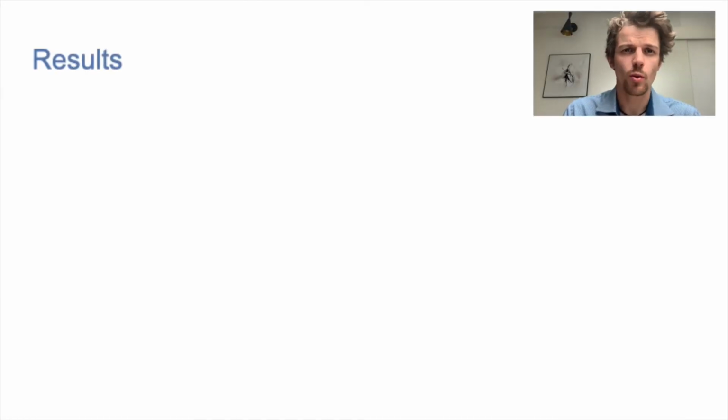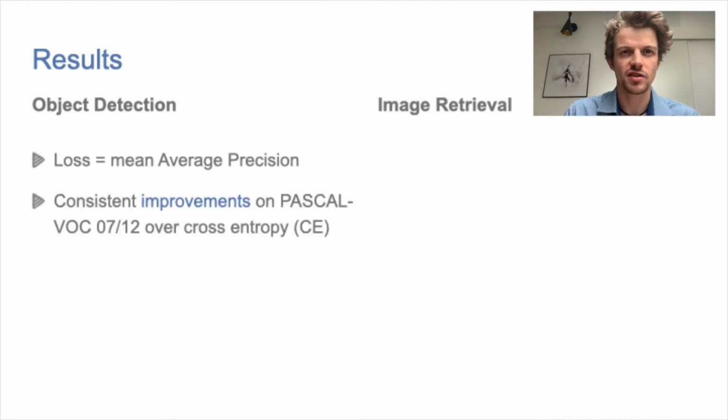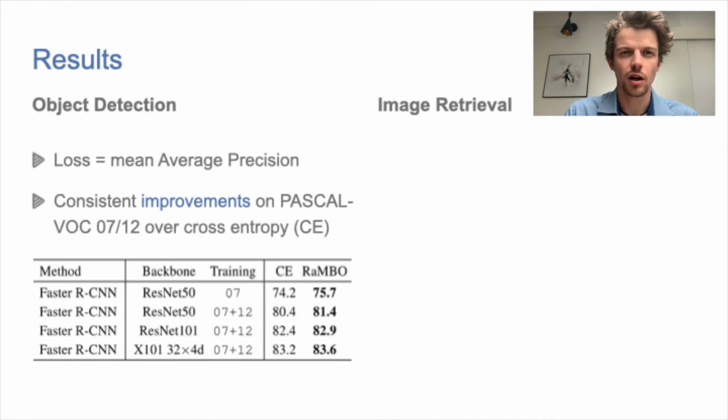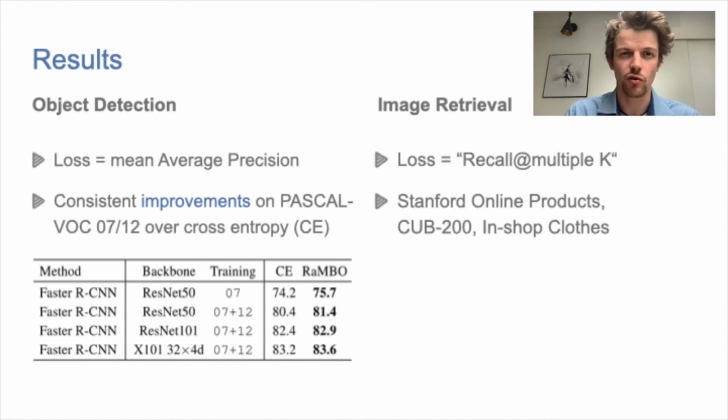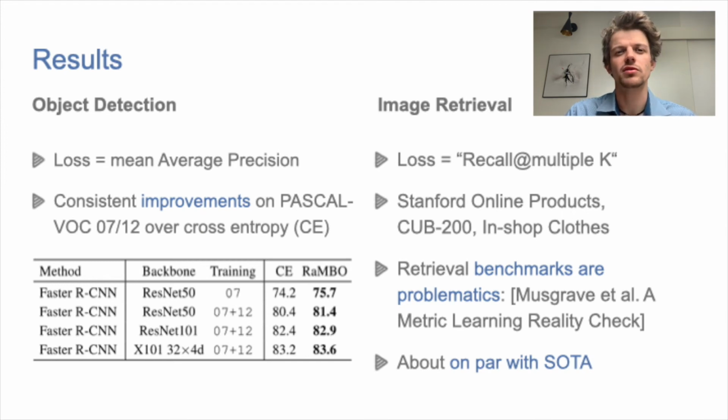In our experiments, we focused on two tasks: object detection and image retrieval. On detection, Rambo consistently outperformed the standard cross-entropy loss. On retrieval, we evaluated the performance of Rambo on 3 standard datasets. However, the comparisons on these benchmarks are deeply problematic, as it is nicely described in a recent paper, and so we can safely only claim that Rambo is on par with state-of-the-art with a simpler implementation.